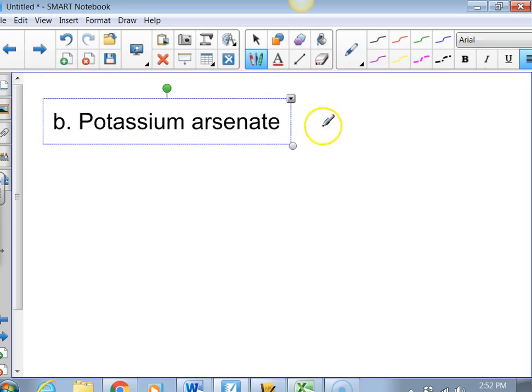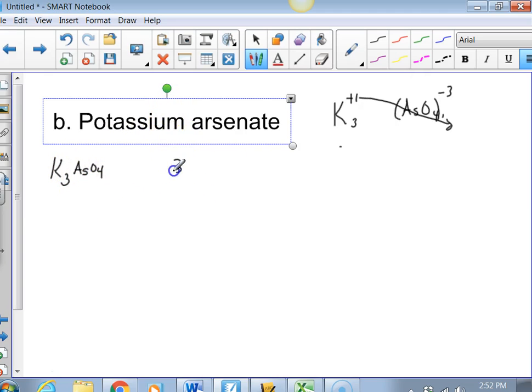The next formula would be potassium arsenate. Potassium is K with a +1. Arsenate is AsO4 with a -3 charge. We've got a +1 here. We do our crisscrossing method. Arsenate in parentheses, 3 there. That gives us K3 and 1 AsO4. Since we only have one of these, a 1 out here, we leave the parentheses out.